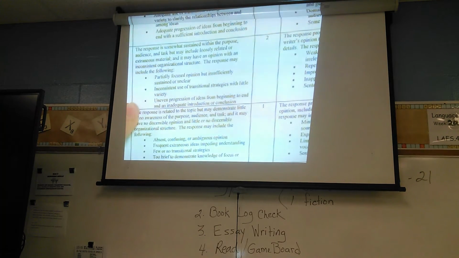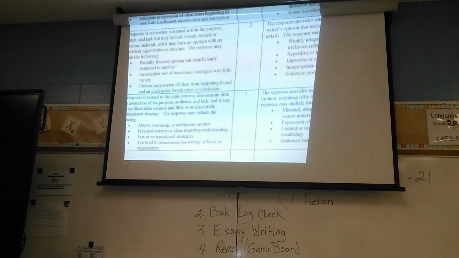Uneven progression of ideas from beginning to end. Remember how we ordered our main ideas by the order in which they happened? When you're writing an opinion essay, you order your ideas from the one that's least important, so that you can end with the one that's most important. So you kind of build. It depends on your purpose.